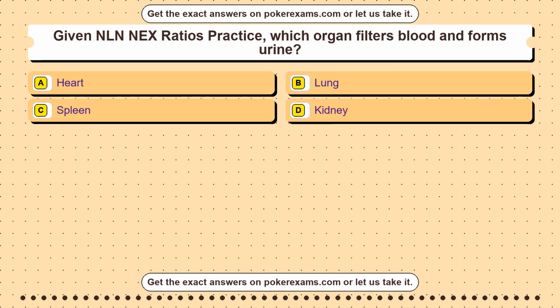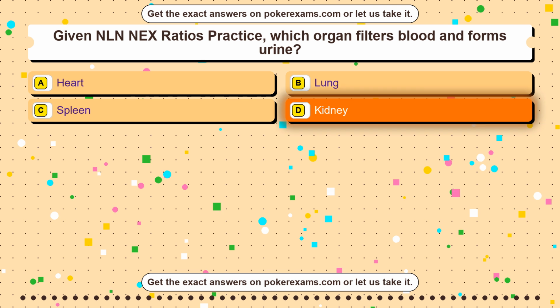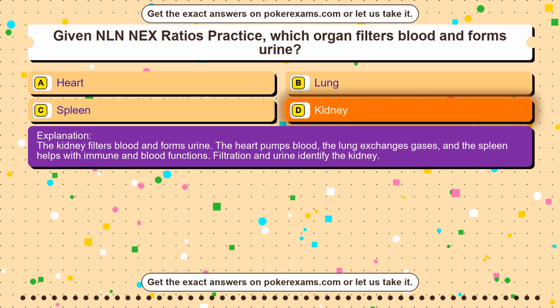Question 18. Given NLN NEX Ratios Practice, which organ filters blood and forms urine? Option A. Heart. Option B. Lung. Option C. Spleen. Option D. Kidney. The correct answer is option D. Kidney. The kidney filters blood and forms urine. The heart pumps blood, the lung exchanges gases, and the spleen helps with immune and blood functions. Filtration and urine identify the kidney.